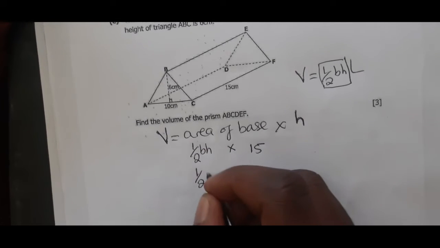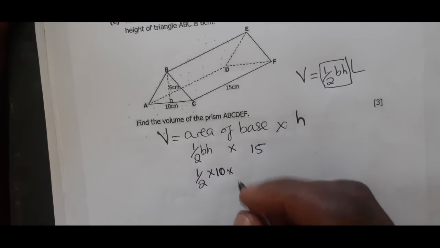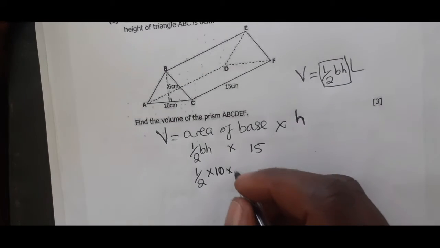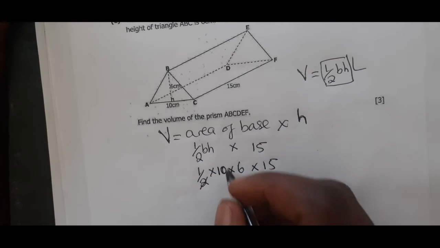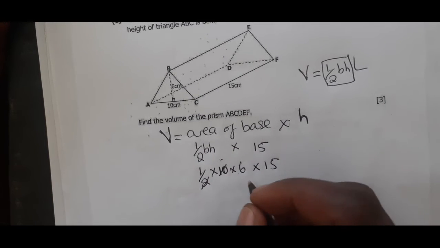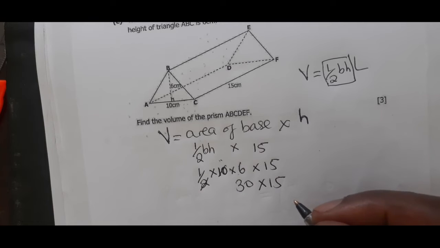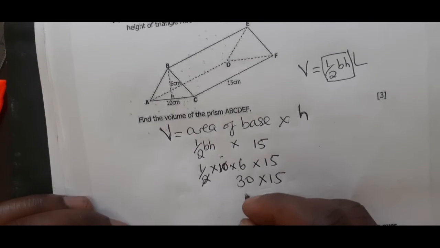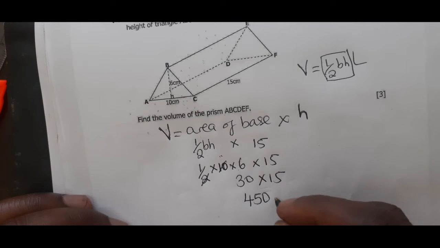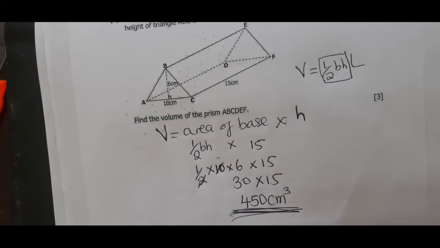So it's 1 over 2 multiplied by, what is our base? Our base is 10. Multiplied by, what is our height? Our height here is 6. Multiplied by 15. So this is going to be 5 multiplied by 30. Can we multiply 30 by 15? What are we getting? We are going to get 450 cubed. In terms of volume, this is what we are going to get.